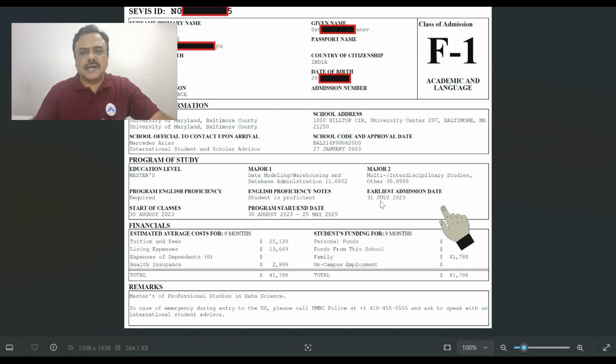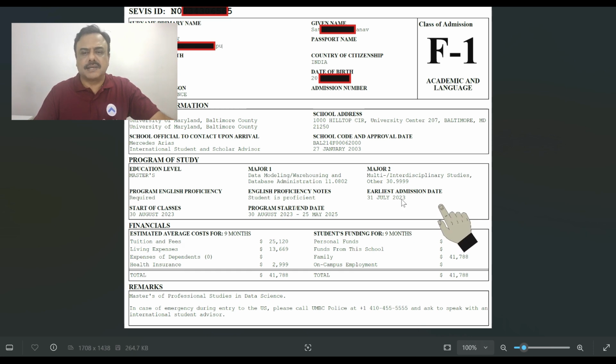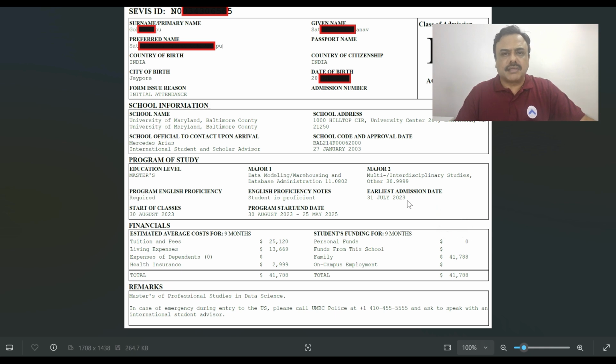Now, the earliest admission date is a month before the start of the program. So during that one month window, you are allowed to enter. Therefore, the date that you mention as an intended travel date has to be in that window. Now this I-20 is one of my students' earlier ones, which talks about July 2023. I am going to make a small assumption for this video that it is July 2025 that is mentioned in the I-20 form. So I know that the earliest I can enter is 31st July 2025.